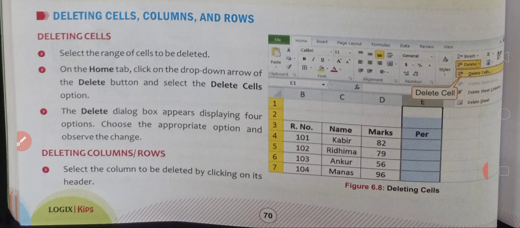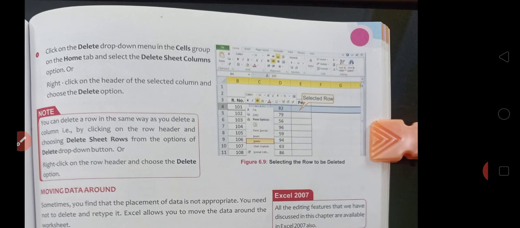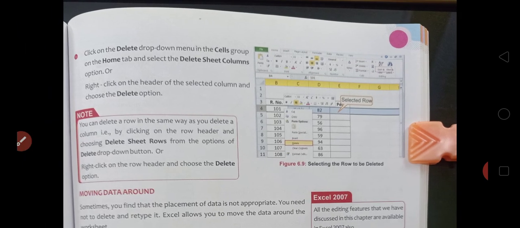So deleting columns and rows: select the column to be deleted by clicking on its header. So we just click on the header, and children, after clicking the header, we click on the drop down menu in the cell group on the home tab and select the delete sheet option, or we right click on the header of the selected column and choose the delete option, and children, the delete will be done.